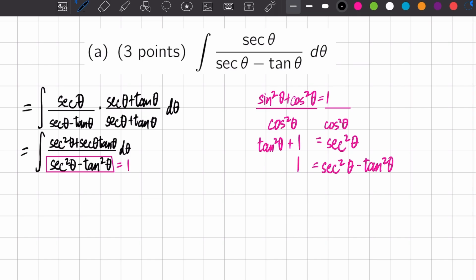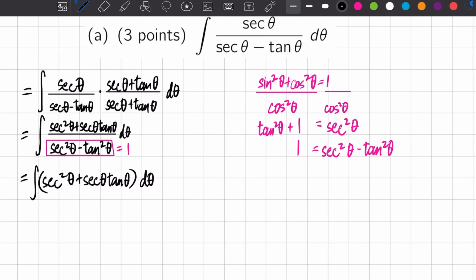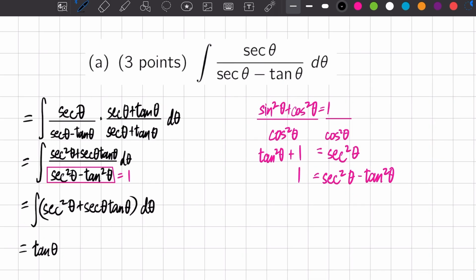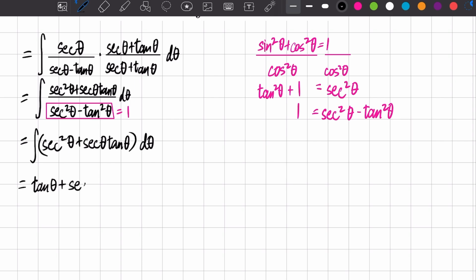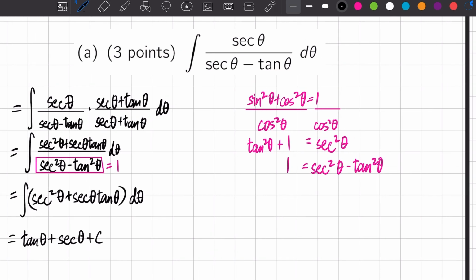And so our integrand will be the integral of secant squared theta plus secant theta tangent theta d theta. And this integral should be familiar to us. The integral of secant squared theta is just tangent theta. And the integral of secant theta tangent theta is secant theta. So that's tangent theta plus secant theta. And don't forget your plus c. So that's the first problem.